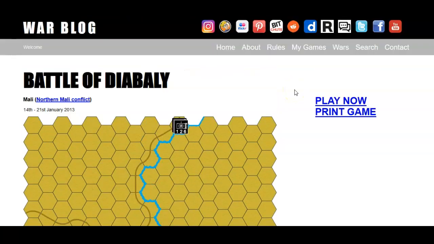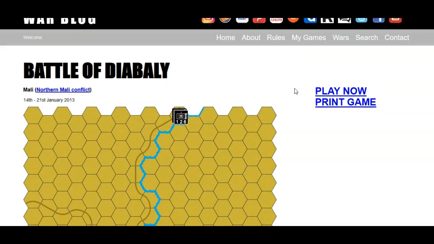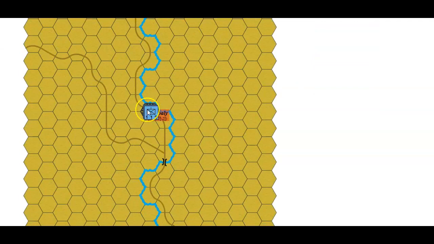Okay, so I've made an adjustment. It's not the adjustment I initially intended to make, but I thought, well, hang on, I might as well do this. I fortified Diabaly because it was fortified, but it was weakly fortified, so I don't really have the ability to put a weak fortification. But what I was intending to do was to put them all in as entrenched.